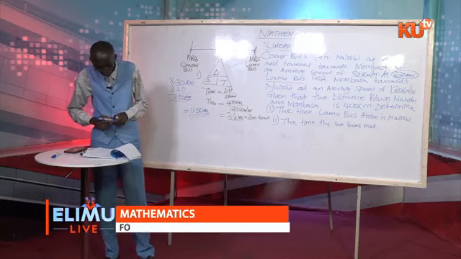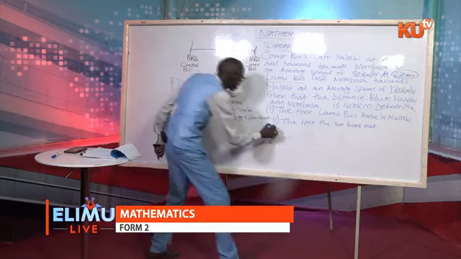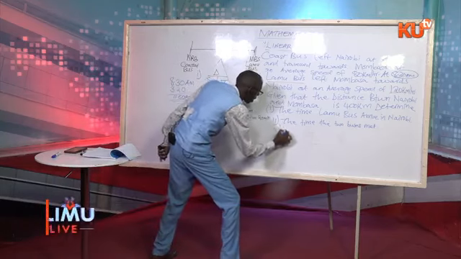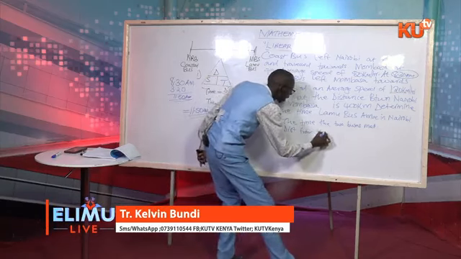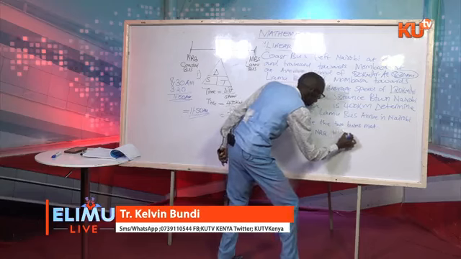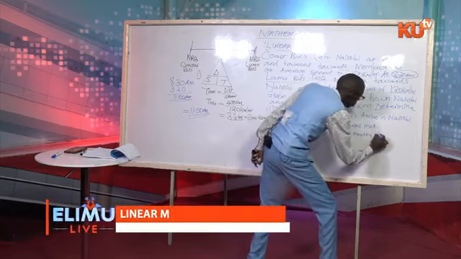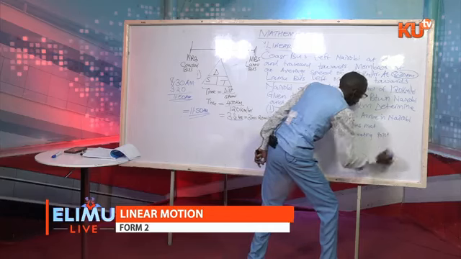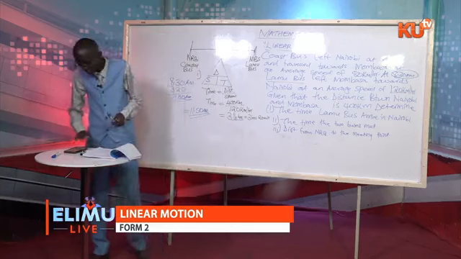And Roman 3, the distance from Nairobi to the meeting point.